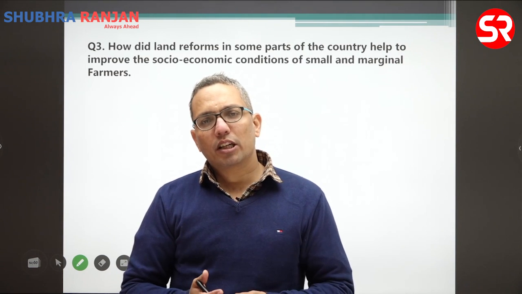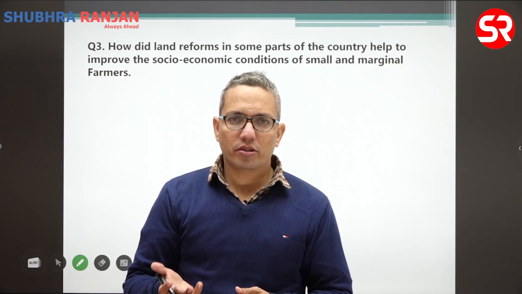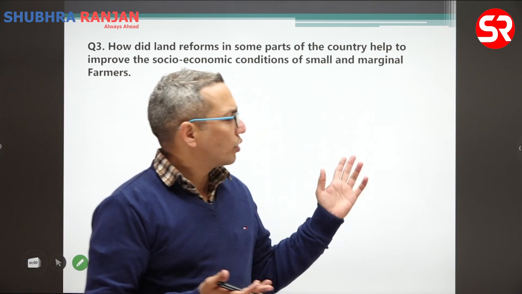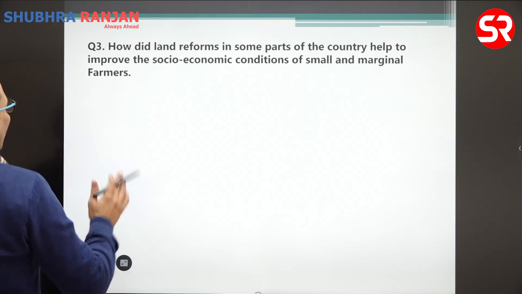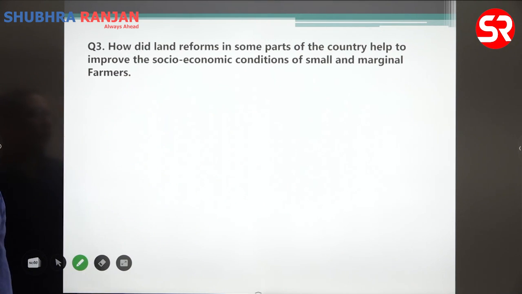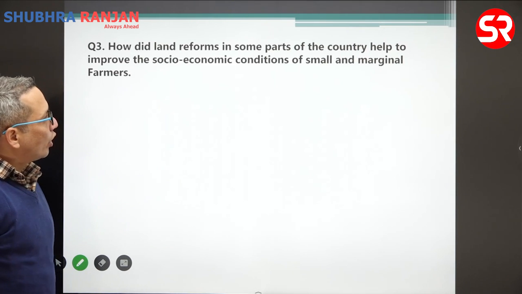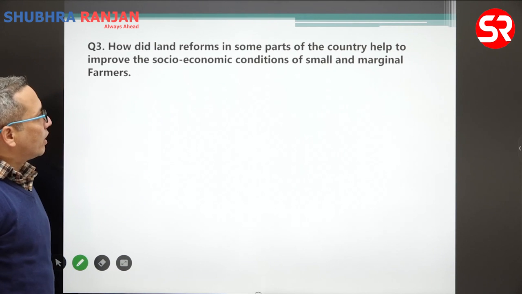And whenever the question comes from land reforms or food processing industry, almost every time the questions are direct. So this question is also a very, very direct question. The question is: how did land reforms in some parts of the country help to improve the socio-economic conditions of small and marginal farmers?